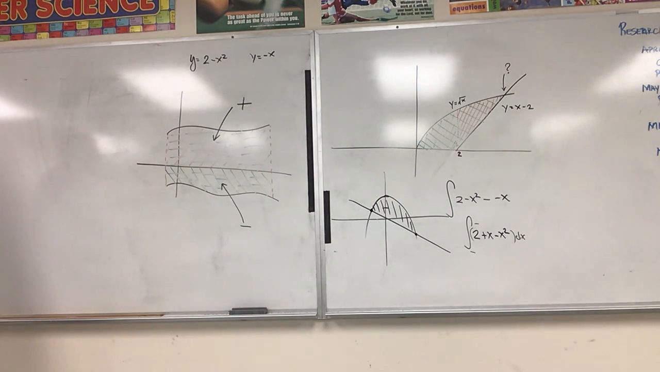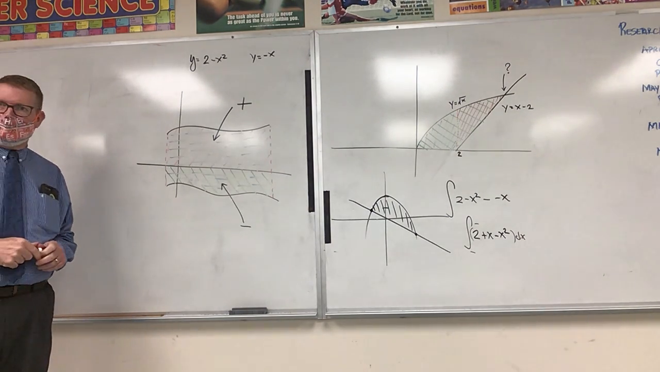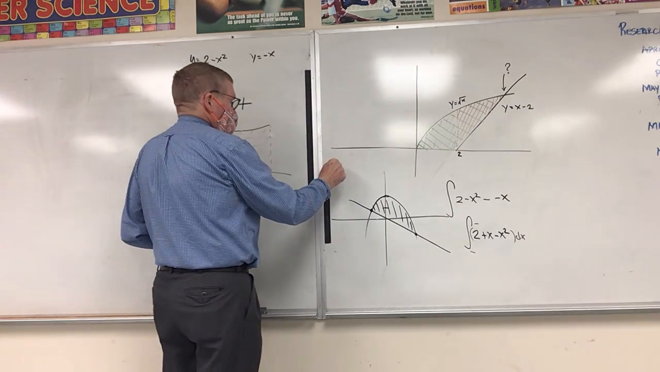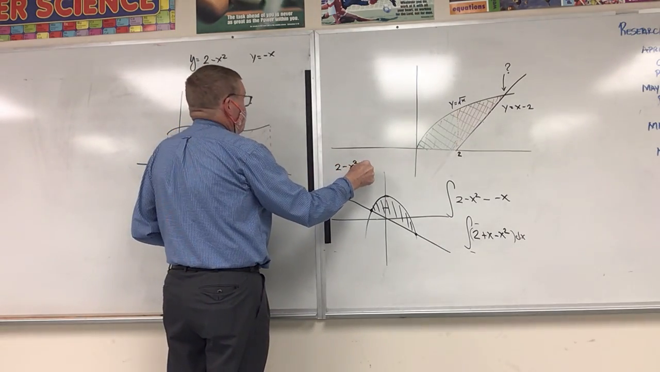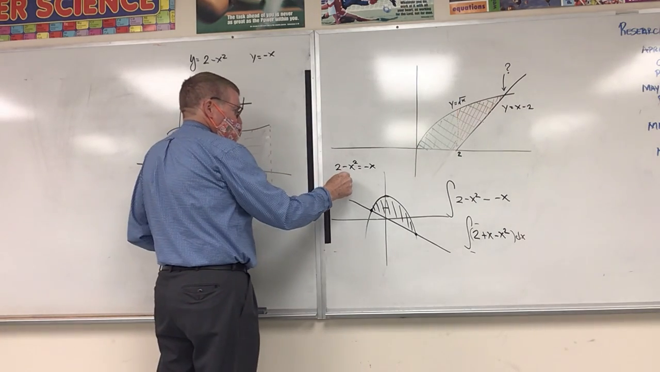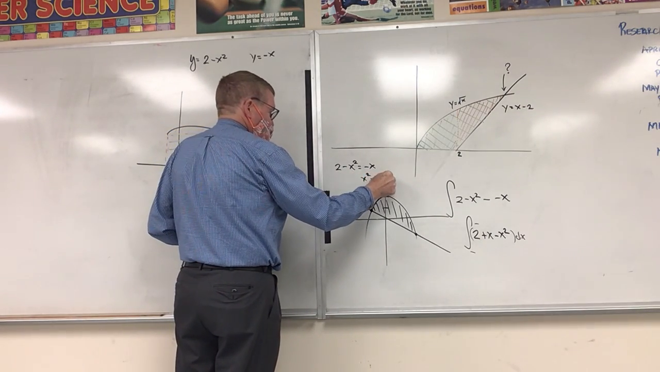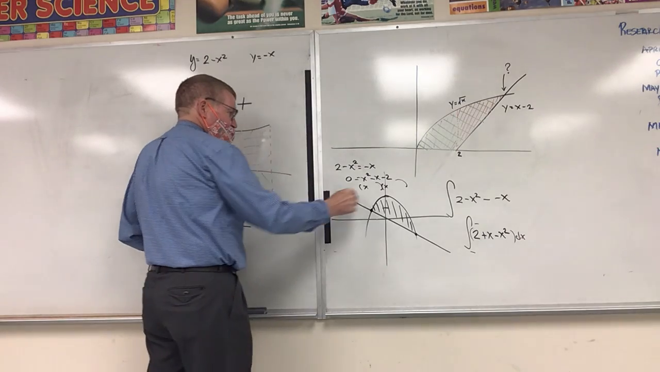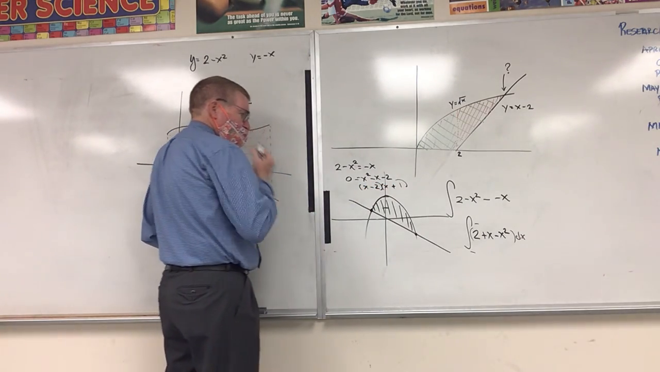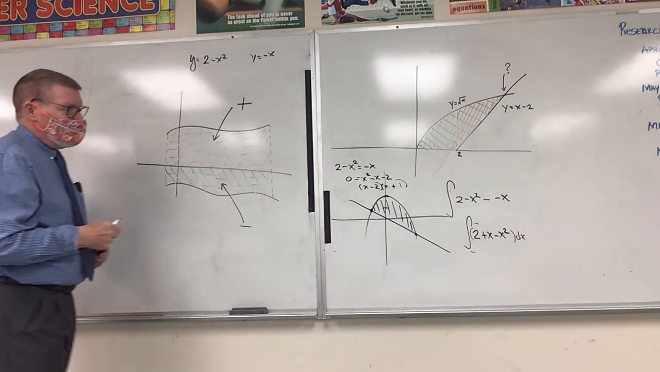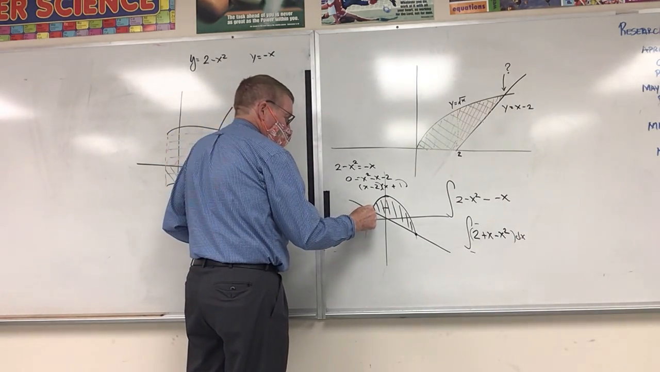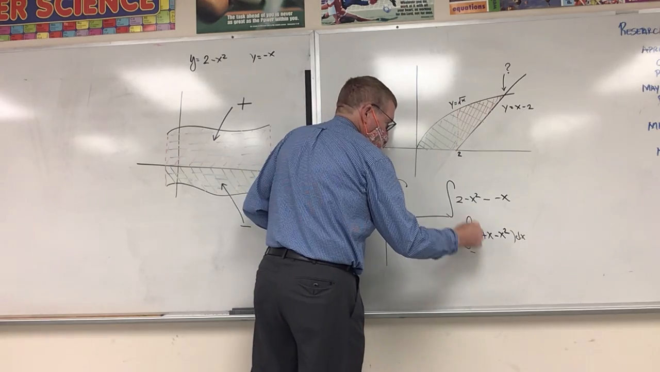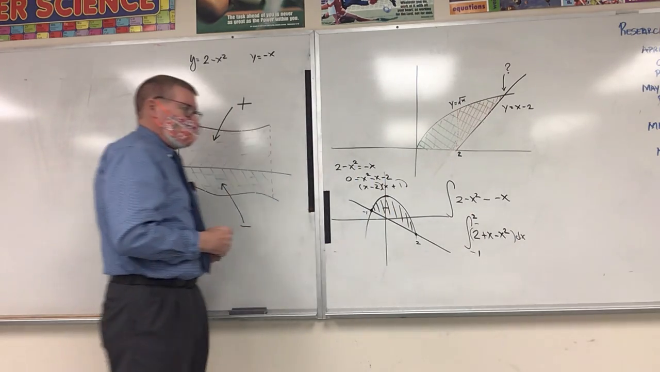How can I find the points where they intersect? Use substitution or elimination between the two. That means 2 minus x squared equals negative x. That means x squared minus x minus 2 equals 0. When I factor, that's x minus 2 times x plus 1. So therefore my x's are going to be negative 1 and 2. So I'm going to go from negative 1 to 2.